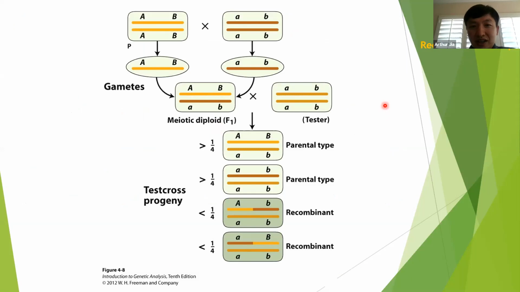So I teach genetics, a very basic genetic class for undergraduate students. This is the classical picture I often use to teach them how a test cross is performed. We start from two parental lines, pure lines. For parent one, we're talking about two loci, A and B, on the same chromosome, right?